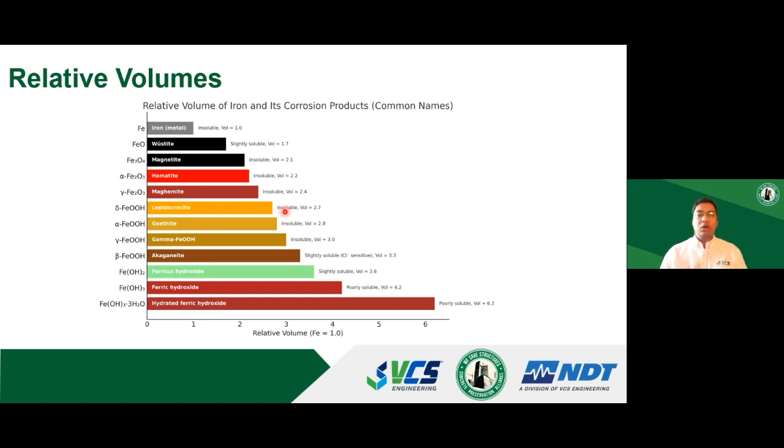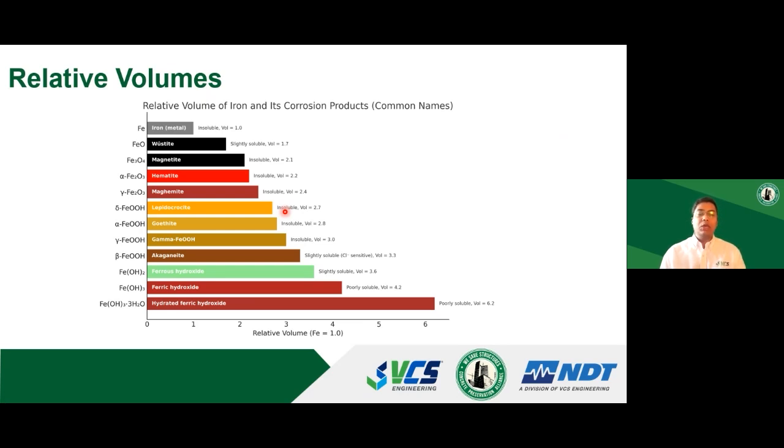When you're talking about corrosion of steel, when you're forming rust, you can see there are many rust phases that form on the steel. Their relative volume to the steel would be on average 3 to 4 times the volume of iron. It can get as high as 6 or 7 times the volume of iron. To accommodate that volume, you need space in the concrete.